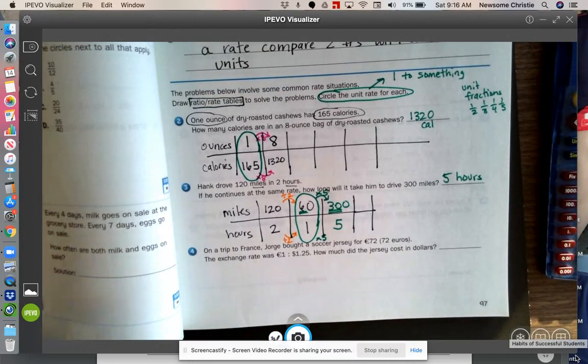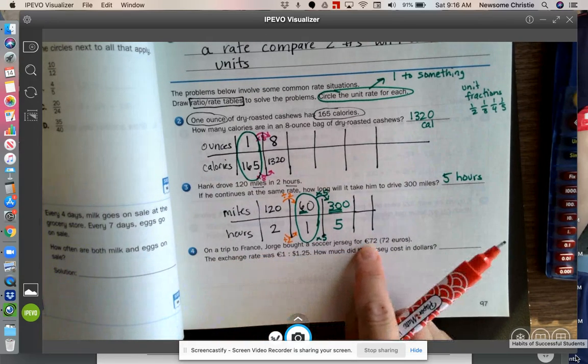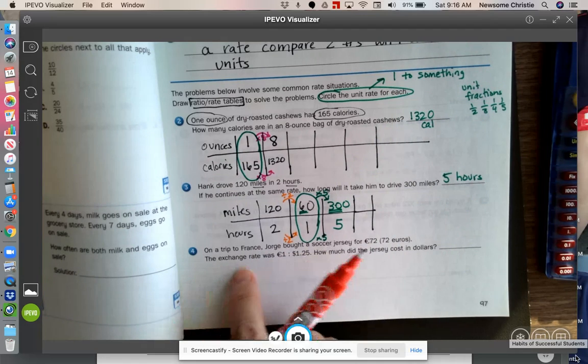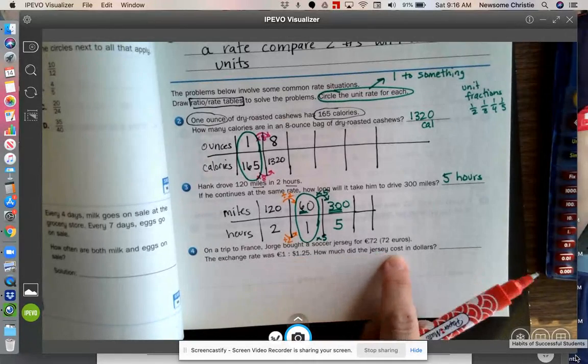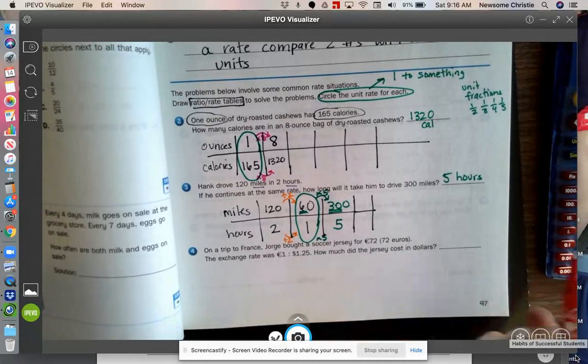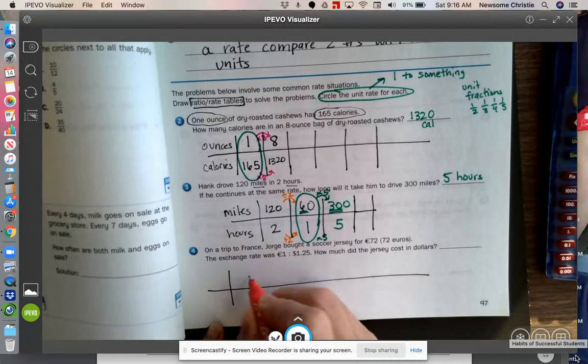So on a trip to France, Jorge bought a soccer jersey for 72 euros. The exchange rate was 1 euro equals $1.25, or €1 to $1.25. How much did the jersey cost in dollars? Okay, great question. So let's make our ratio and rate table.